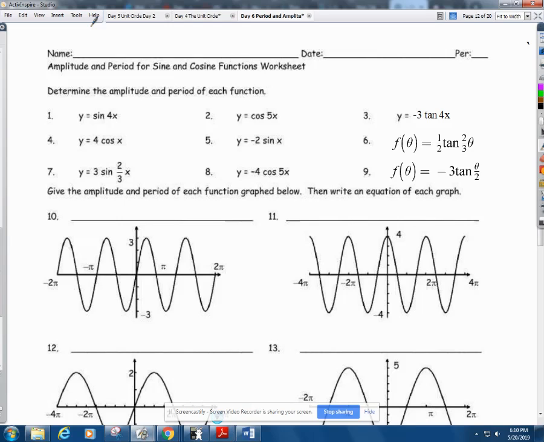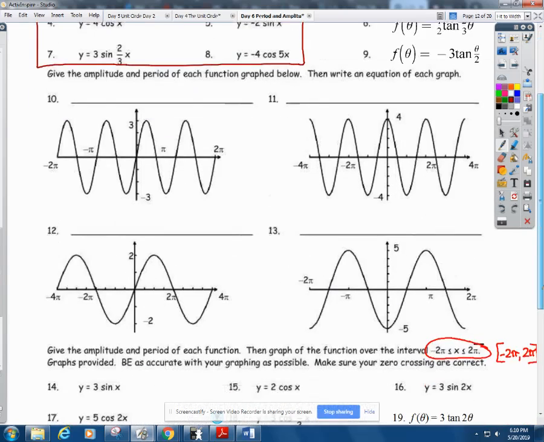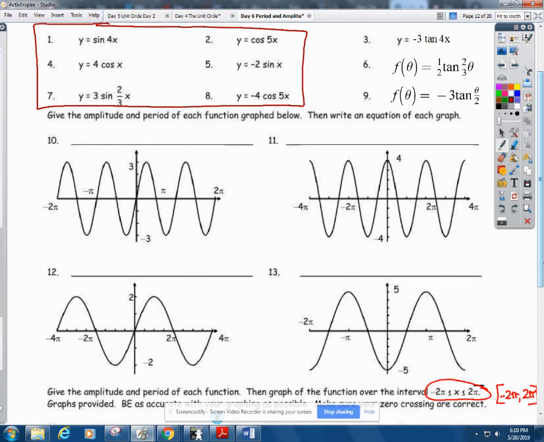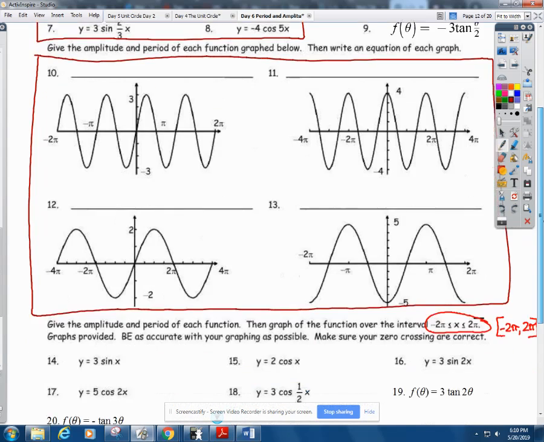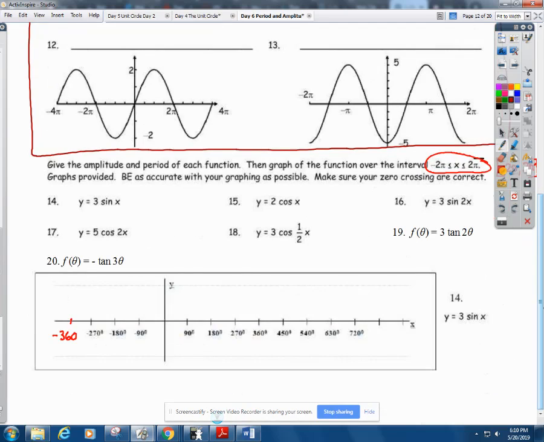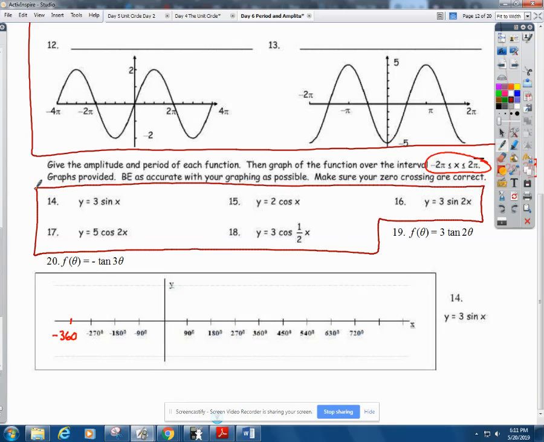For homework, you're going to skip any of the problems that say tangent. So you're in this section, you're going to do just numbers 1 through 8. And then these are all sine and cosine curves. So you're going to do this whole section. And then on the next section, you are going to just do numbers 14 through 18. You'll get to skip 19 and 20 because those are tangent graphs.